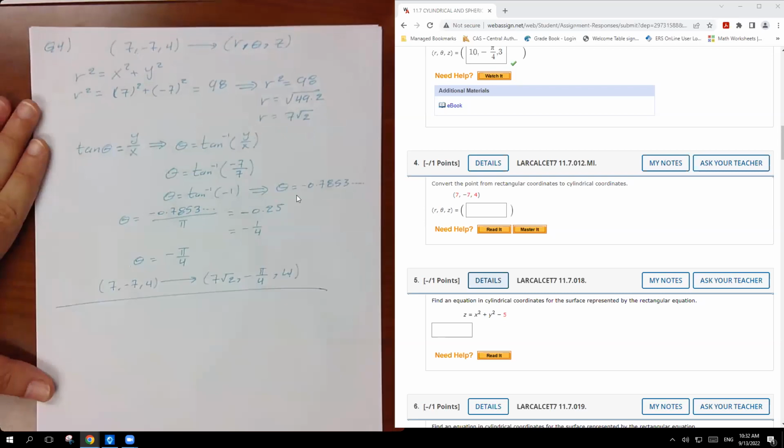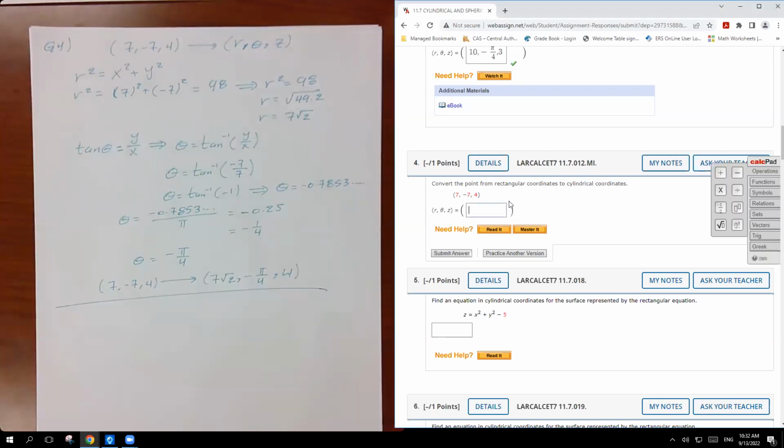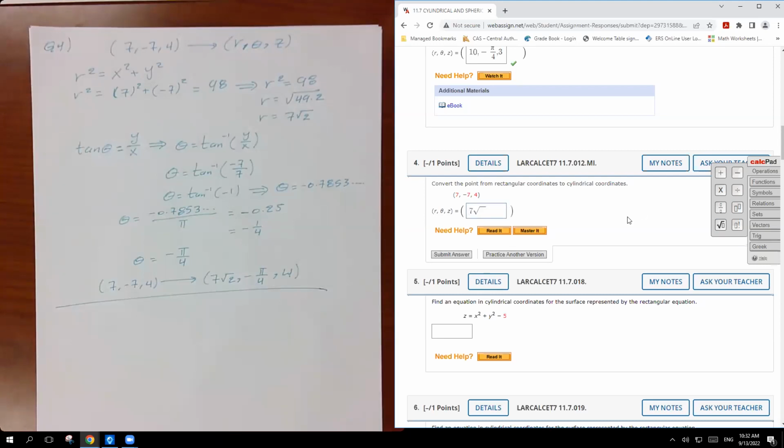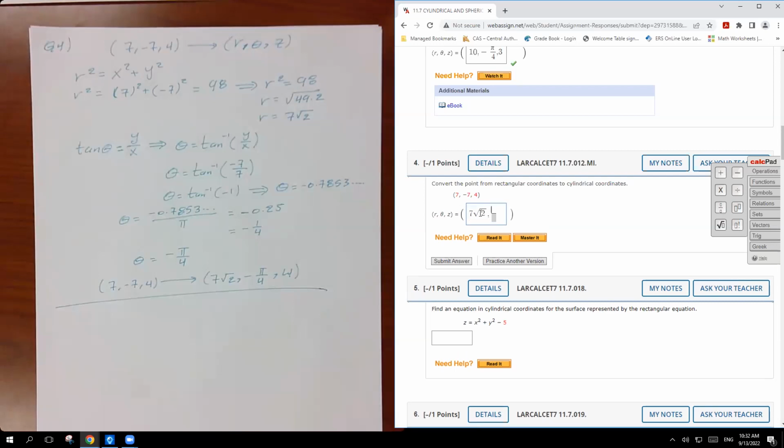Exactly the same steps. You just have to be careful here. So I'm going to say it's 7 square root of 2, comma, negative, so the same thing, negative pi over 4, and comma 4, which is the z, is going to be the same one.